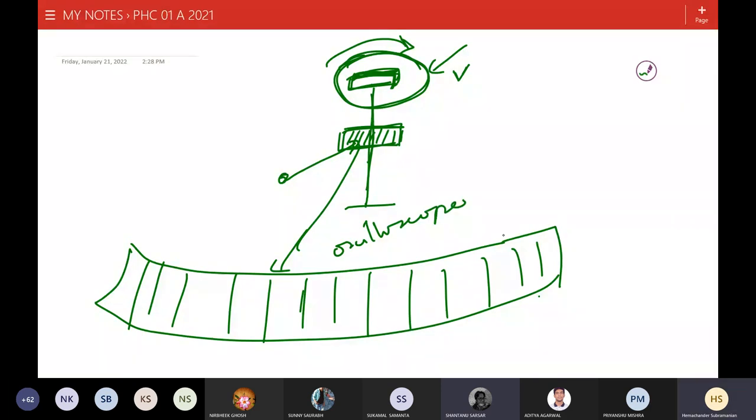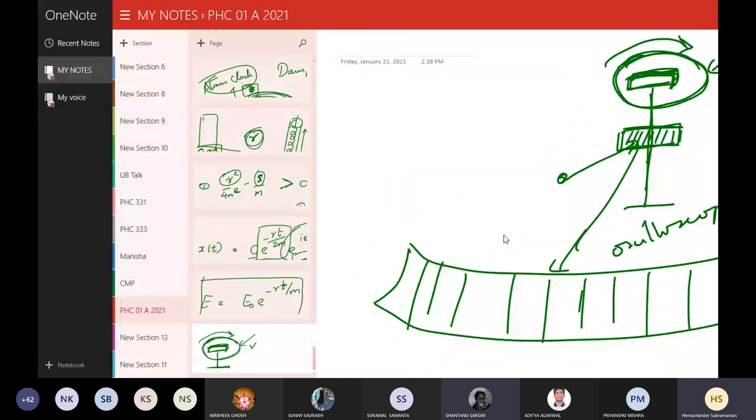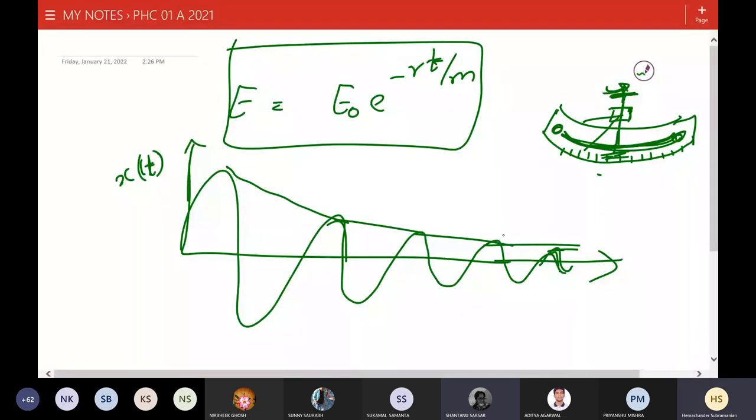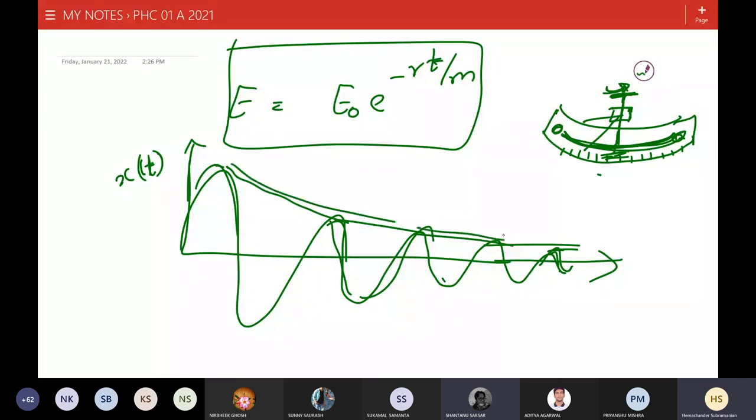I'm not sure they are using it anymore. We have digital voltmeters these days. We don't care. This used to be very precise and sensitive. Anyway, so you can basically track the oscillation and plot it like this. And you can try to measure how much of the resistance there is inside the oscilloscope, something like that.